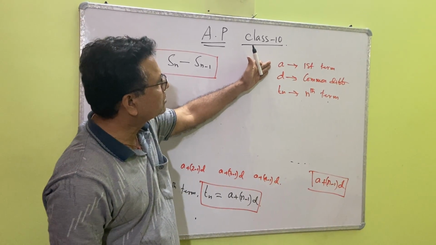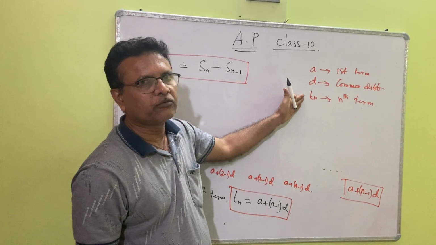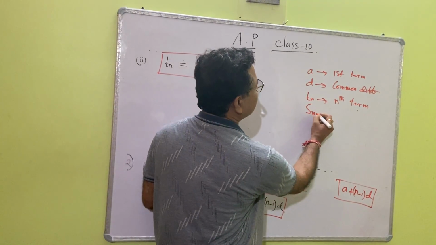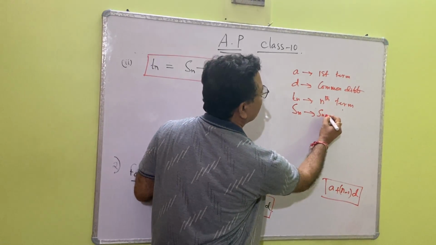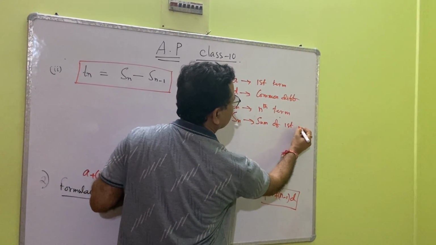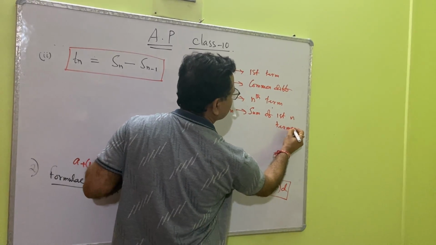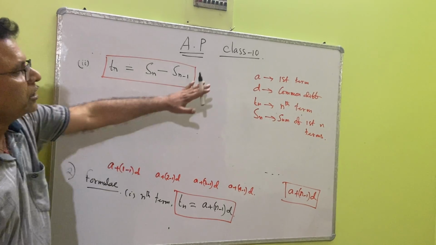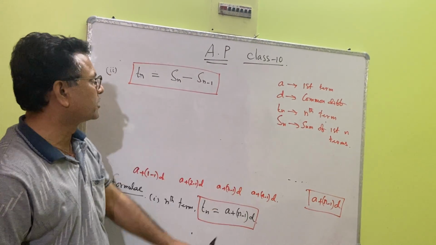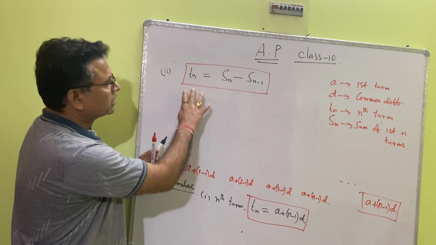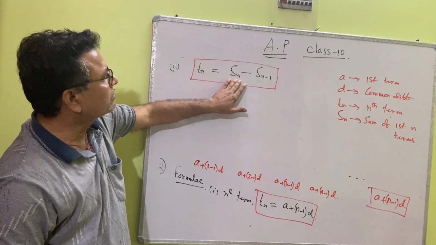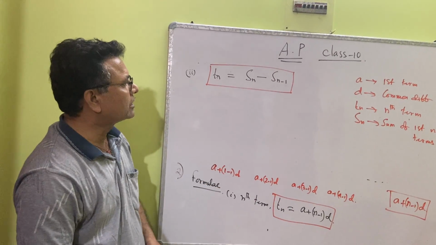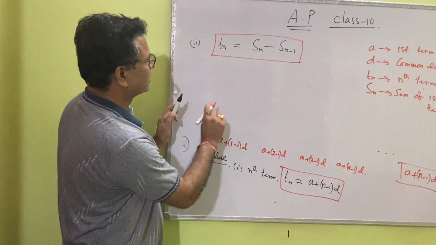Henceforth, I will not tell you the details. I will just say what is A, what is D. You have to understand. Sn means sum of first n terms. These are standard notations of this chapter. Now here, whatever I have written, that Tn is equal to Sn minus S n minus 1, how is this coming? I'll just tell you one example, you will understand better.